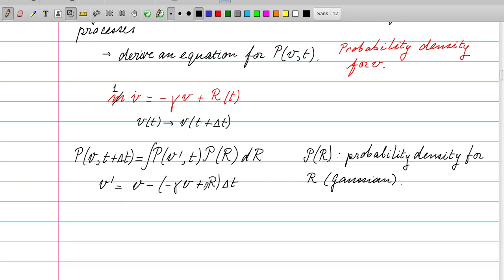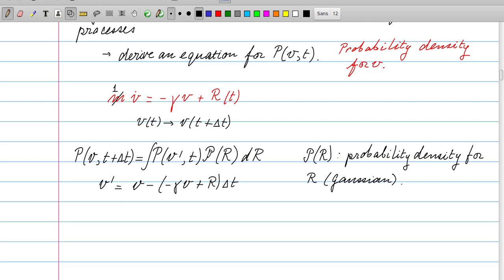So we start from a probability distribution at time t for all possible values of v primed, and we calculate the probability for ending up with p of a velocity v at a later time. And then we have to make a transition, and the transition is made by this random force. So we integrate over all the possible values of the random force. So this integral is going from minus infinity to plus infinity.